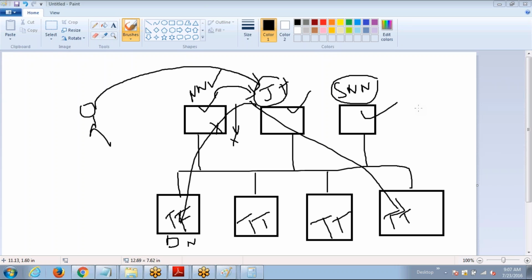Name node is a master node. There is no difference between master node and name node. Job tracker is a master node, and secondary name node is a master node. We have some more master nodes also that we are going to discuss. So it's the recommended way for all your master nodes in an office grade environment.